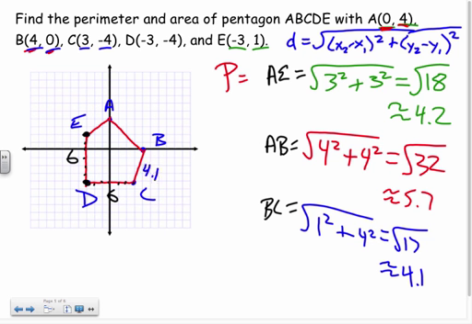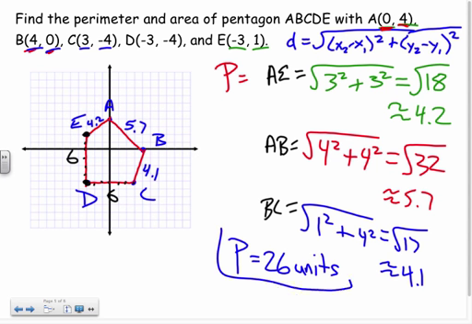So now I know all these sides. This is 4.1, this is 5.7, and this guy's 4.2. And to find the perimeter, we just add up all 5 sides. So 4.2 plus 5.7 plus 4.1 plus 6 gives me about 26. It doesn't give us any units, so just units is fine. 26 units for the perimeter.